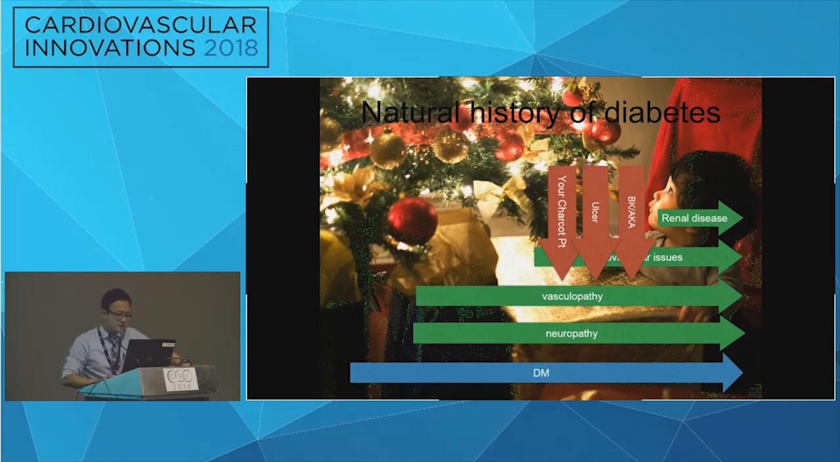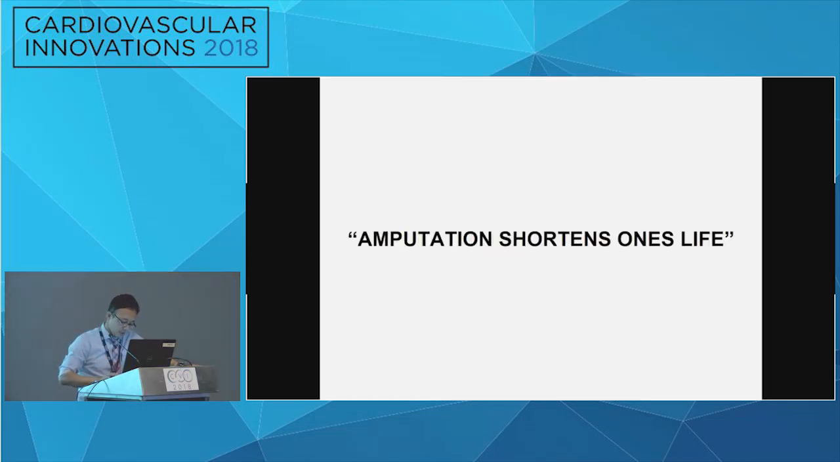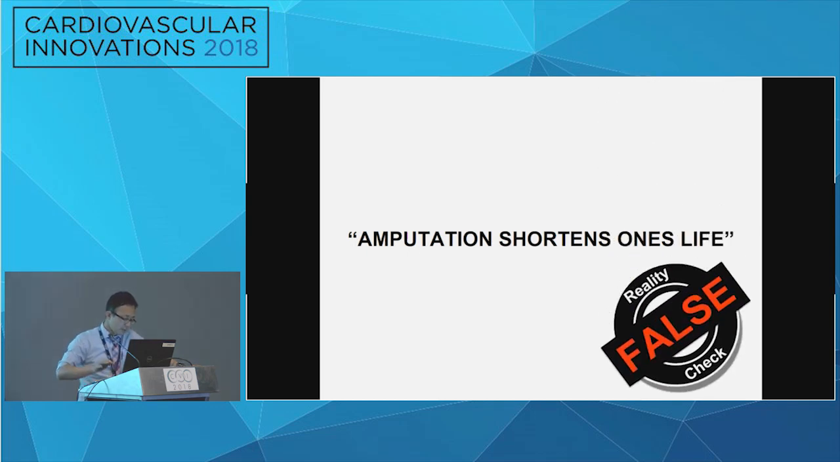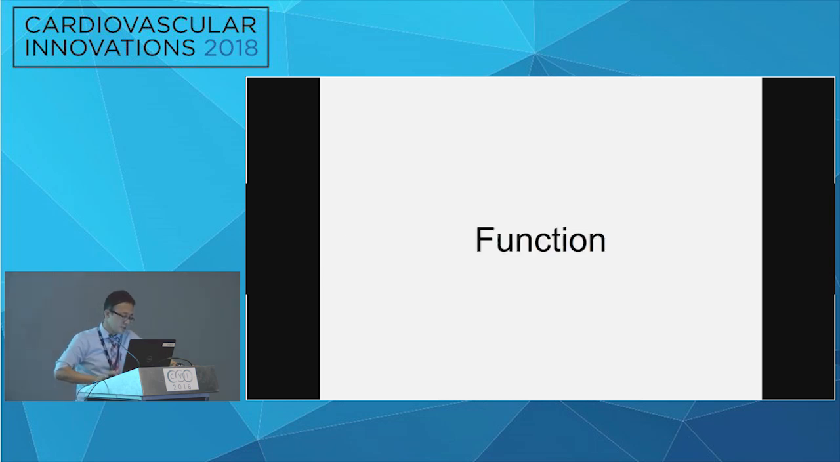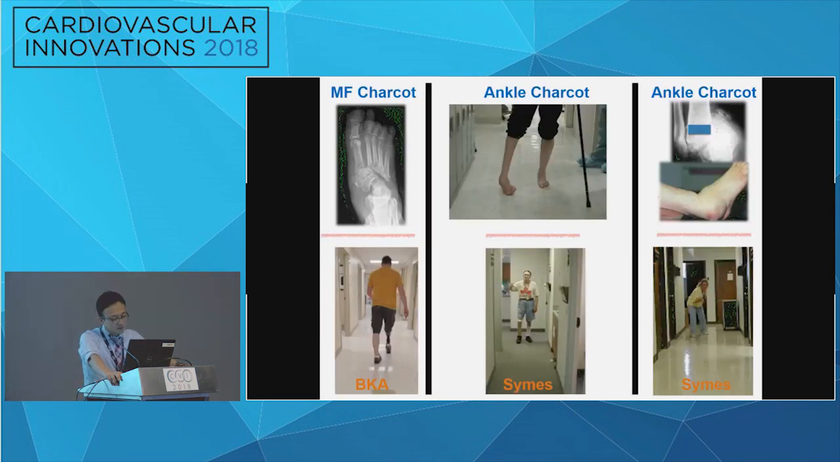So you really have to look at the background comorbidities in order to decide if you should do the reconstruction on those patients. So, amputation does shorten someone's life. That statement is really false. It's really an associated factor for sickness and older age. What about function? Do amputees function worse than reconstructive surgeries? I don't know how many of the reconstructive cases the patients can.